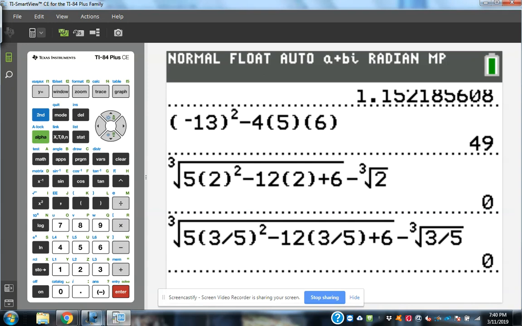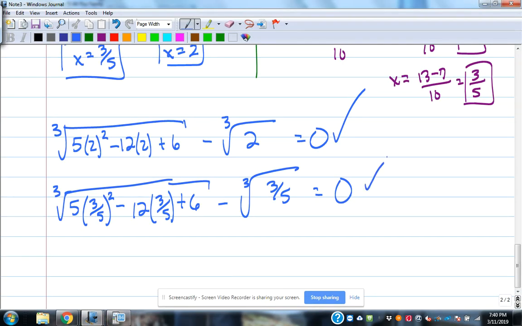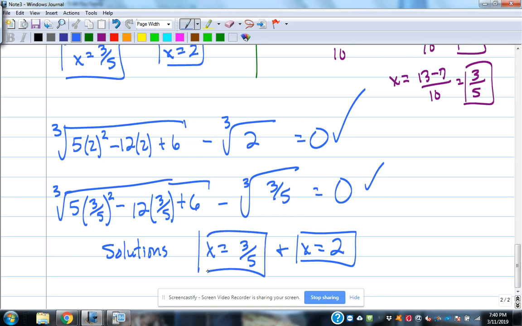So it checks for both of these. That means I'm going to keep both answers. So our solutions, x equals 3/5 and x equals 2. Both answers work for this particular problem.